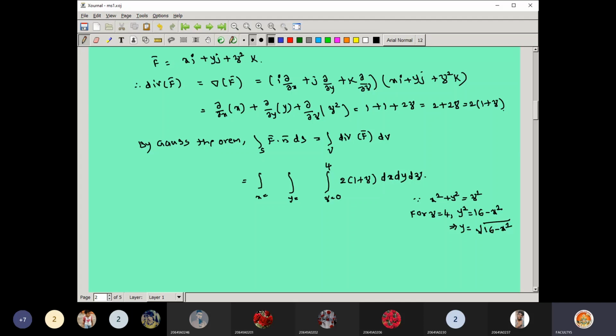z equal to 4 if I take, so that y square becomes 16 minus x square. So this indicates only the positive side of y you are taking, it is under root of 16 minus x square. This is for your corresponding y limits. That means start with 0 to under root of 16 minus x square.